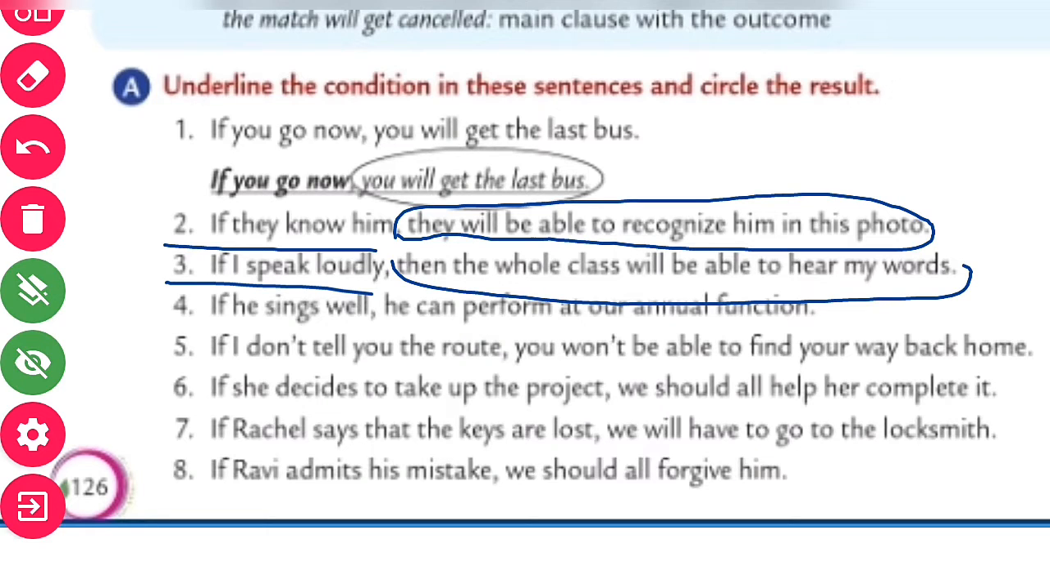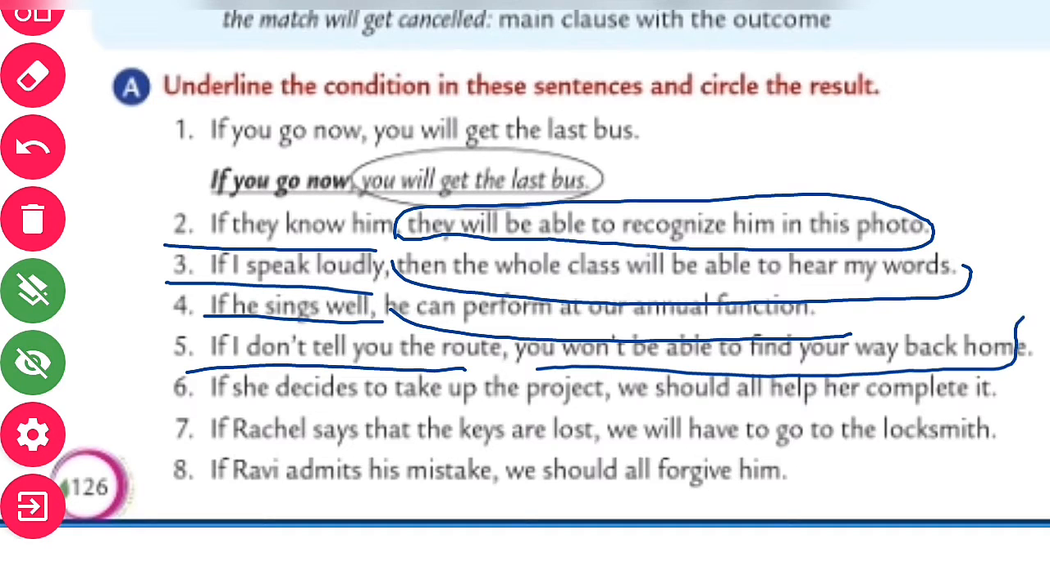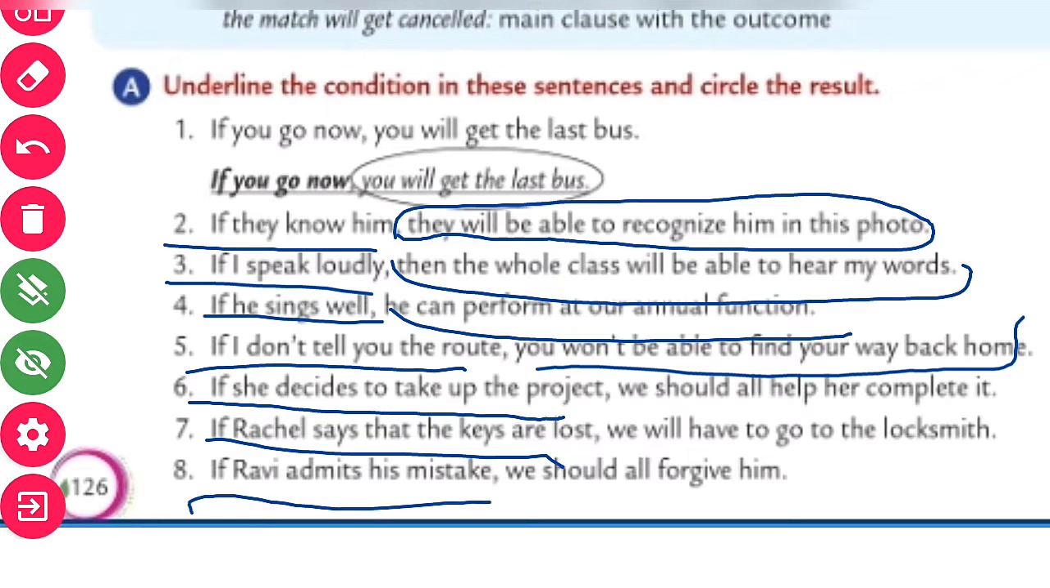Okay, if he sings well, he can perform at our annual function. So from if, underline, then this part you have to circle. If I don't tell you the route, if clause, then the next part you have to circle. If she decides to take up the project, if clause. If Rachel says that the keys are lost, if clause. If Ravi admits his mistake. So these are if clauses, and all the rest of the part is the main clause, that is the outcome of the if clauses.